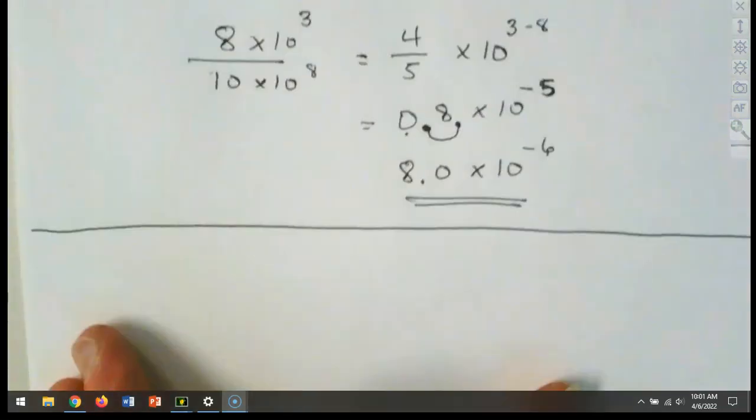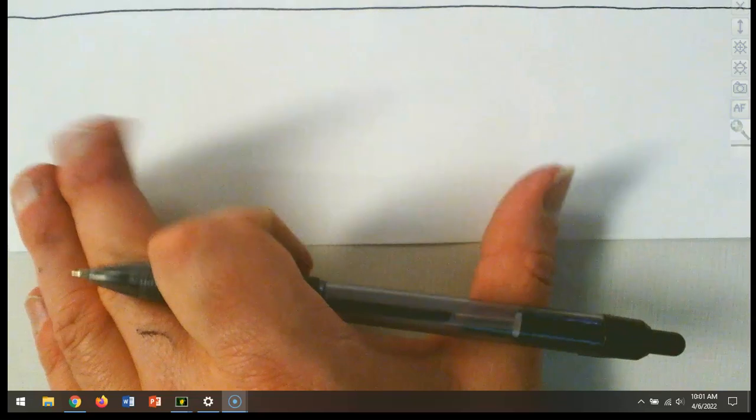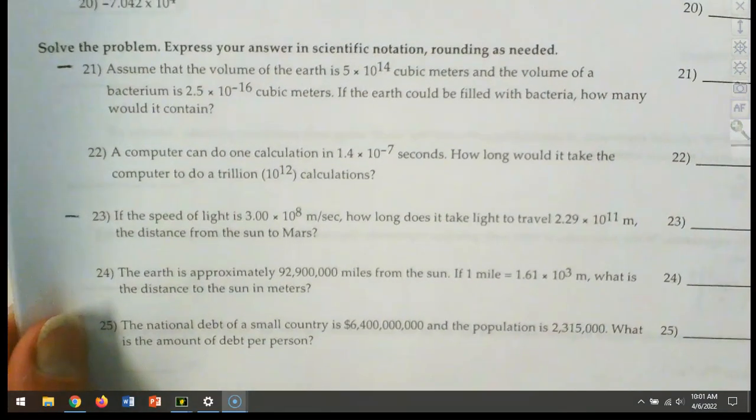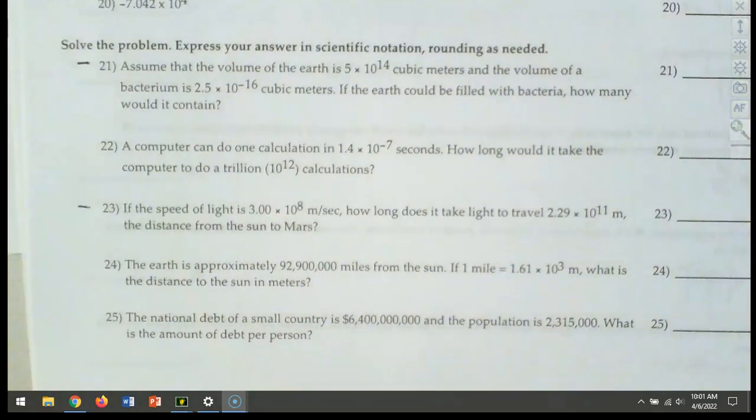When we read these, we have to figure out if it's multiplication or if it's division. So 21, this is from your homework here. Assume that the volume of the earth is 5 times 10 to the 14th cubic meters. And the volume of a bacteria is 2.5 times 10 to the negative 16th cubic meters. If the earth could be filled with bacteria, how many would it contain?